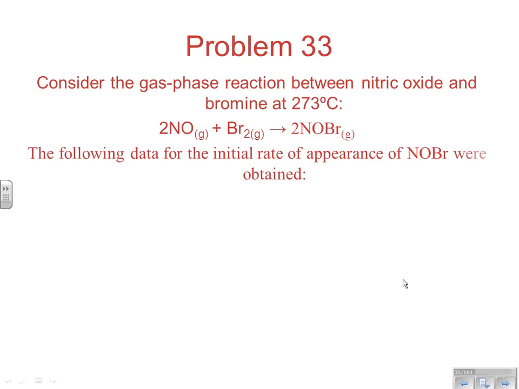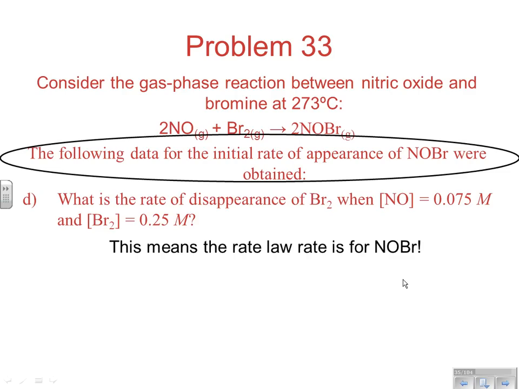Now, consider the gas phase reaction between nitric oxide and bromine. The following data was obtained for the initial rate of appearance of NOBr. So here's where this particular term is going to be very important. So part D, we're looking at an entirely different type of thing here. It says, what is the rate of disappearance of Br2 when NO equals 0.075 molar and Br2 equals 0.25 molar? So this means the rate law is for NOBr, and this is asking you about Br2.